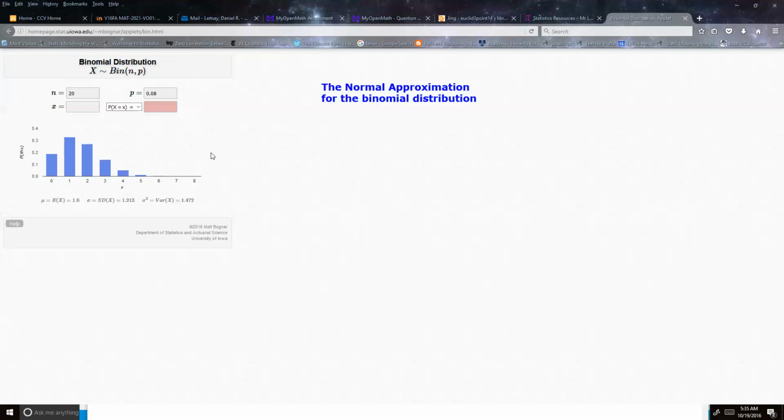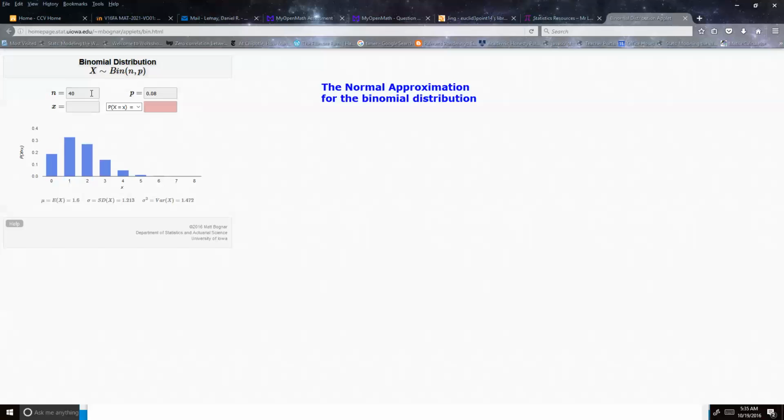And it all goes back to the theory. What we're trying to do is apply the normal distribution to it. What I have here is the histogram for a binomial distribution with only 20 items being chosen, and the probability of success is 0.08. Notice I'm getting a right skewed distribution. It doesn't look very normal.